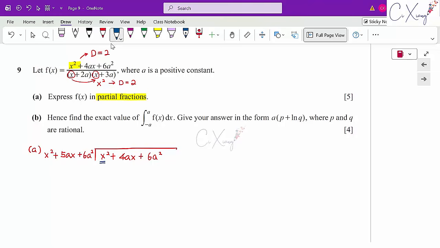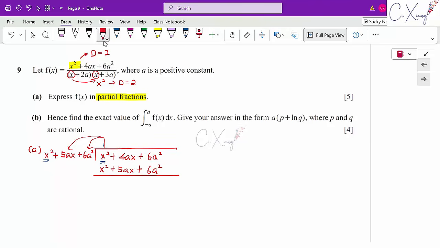I need to multiply something with x squared to get the x squared. So the something should be a 1. All right, so it should be a 1 here. So that 1 multiplied with x squared, you get x squared. 1 multiplied with 5ax, you're having positive 5ax here. Then 1 multiplied with 6a squared, you're having positive 6a squared. Then after that, you need to take the term above minus the term below. So x squared minus x squared, you get a 0.